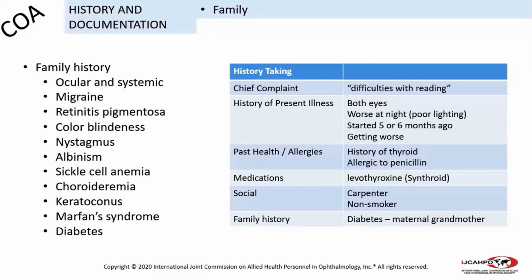The family history would include ocular and systemic, migraine, retinitis pigmentosa, color blindness, nystagmus, albinism, sickle cell anemia, choroideremia, keratoconus, Marfan syndrome, and diabetes. In this family history example, our patient's maternal grandmother had diabetes.